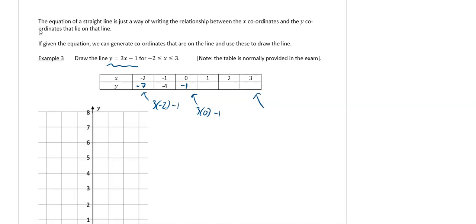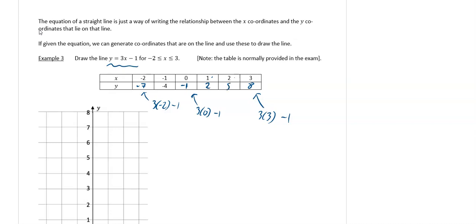So the last one would be 3 times 3. My x value is 3, and then minus 1. 3 times 3 is 9, minus 1 would give you 8. So you would do that on your calculator to give you 8. And if you fill in the last two, when x equals 1, 3 times 1 is 3, minus 1 would give you 2. And when x equals 2, 3 times 2 is 6, minus 1 would give you 5.